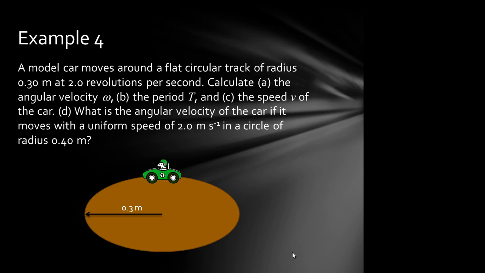So after that, you can try this part yourself. What's the angular velocity if it moves with a uniform speed in a circle of radius 0.4 meters? I'm not giving you that answer. You can try it for yourself. So we just calculate A, B, and C for now. Okay, I'll give you a couple of minutes to try this.